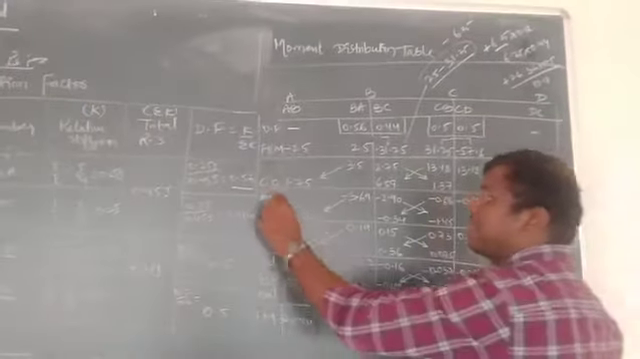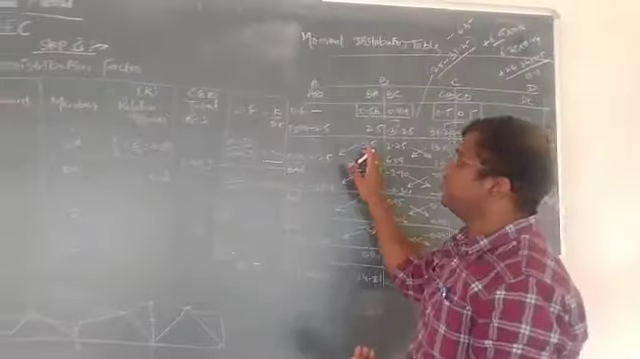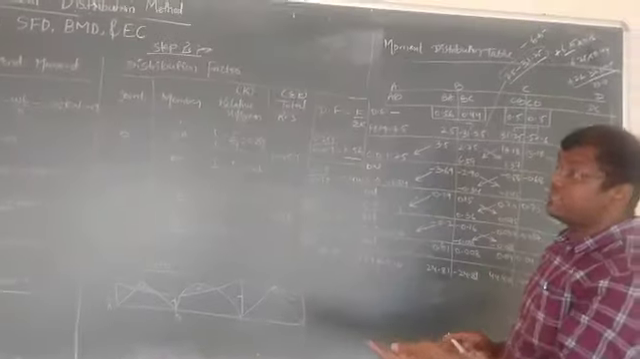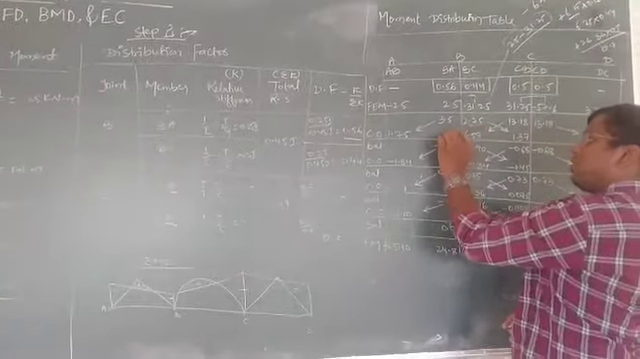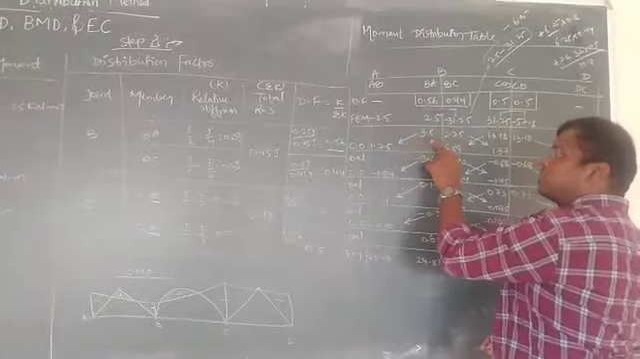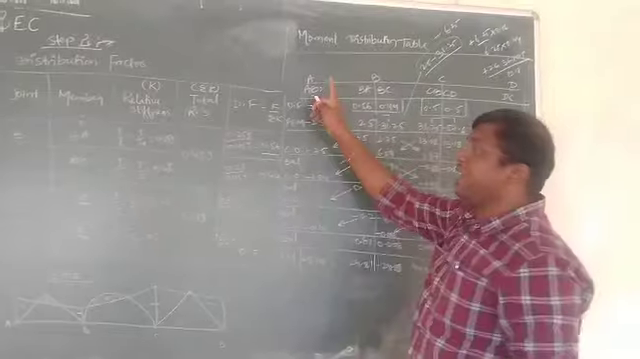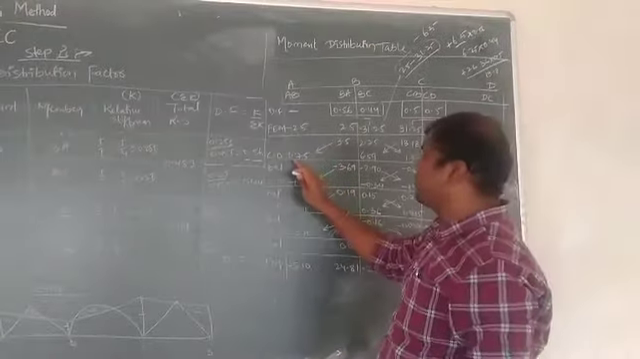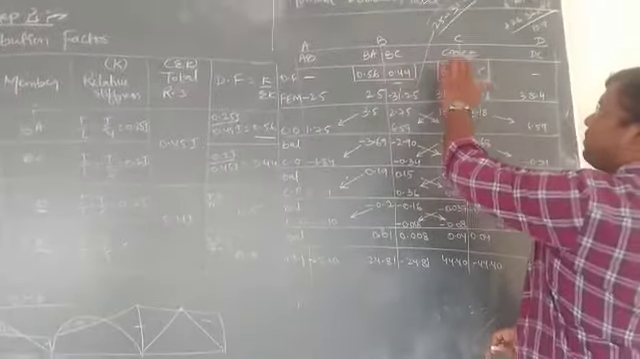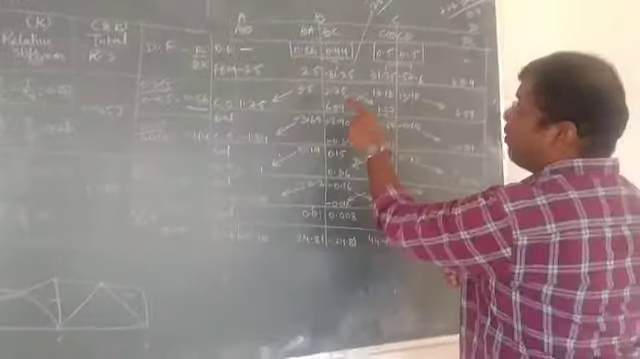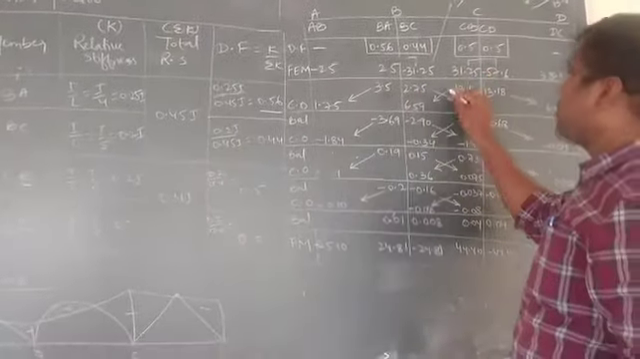Next, I have carry over. Carry the 50% of balancing moment to the far end if the far end is fixed or continuous. Look at here. These are the balancing moments. 50% of this 3.5 has to be carried forward to the far end if it is fixed. Support A is fixed in our case, so it is 1.75. Now look at here. Support B and support C are intermediate supports, so whatever the moment at B, C and CD has to be carried forward to the far end.